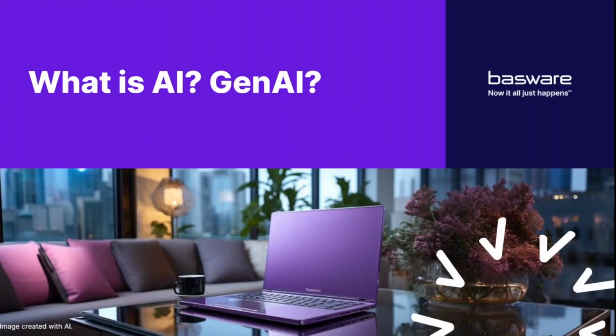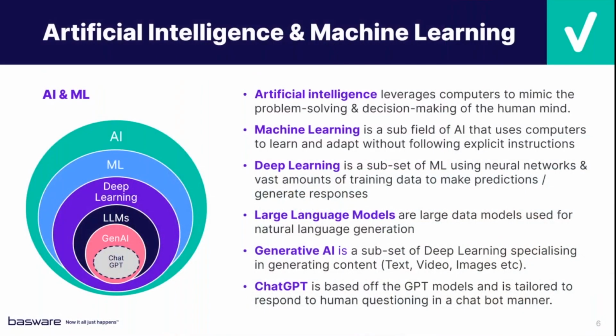So what is artificial intelligence? What is Gen AI? I'm expecting the vast majority of people already understand this, right? So I just want to level set a little bit. It's kind of this wide area called artificial intelligence: things that replicate the function of humans, right? In terms of problem solving and decision making.